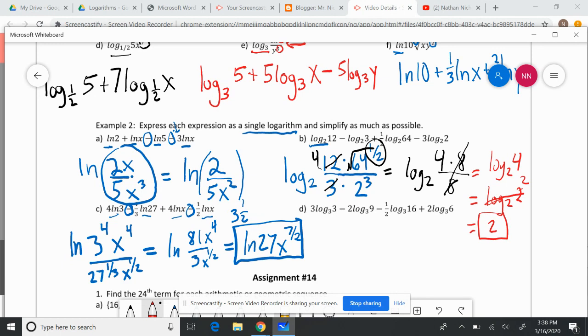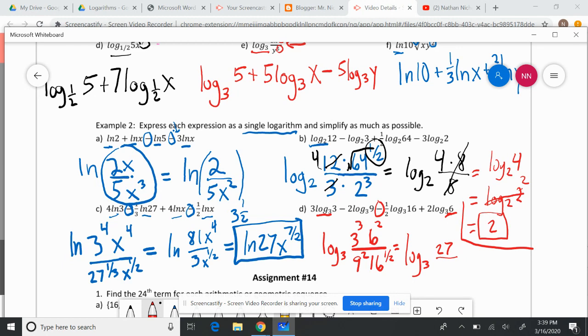Now, if we're looking at letter D, what we notice is that they're all log base 3. So we're going to put our log base 3. We have a positive 3, so we have 3 to the 3rd. We have a subtraction sign, so underneath it's going to be 9 squared. We have 16 to the 1/2. I almost made the mistake, but notice that we have a subtraction sign right there, so we're going to put it in the denominator. Here we have a 6, it's positive, so it's going to go in the numerator, and we're going to put squared. That gives us log base 3 of 27. We have 9 squared, which is 81. 6 squared is 36. And the square root of 16 is 4.